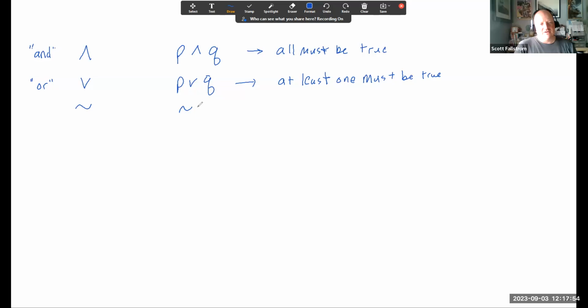And don't forget, like the negation, this would be very quick. It's just the opposite, right? So if P was true, then not P, or the negation of P, would be false. So this is the not. Okay, so those three, again, they aren't too bad. Usually students are okay with these three chunks.